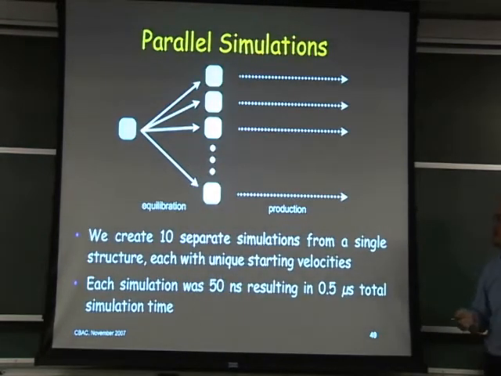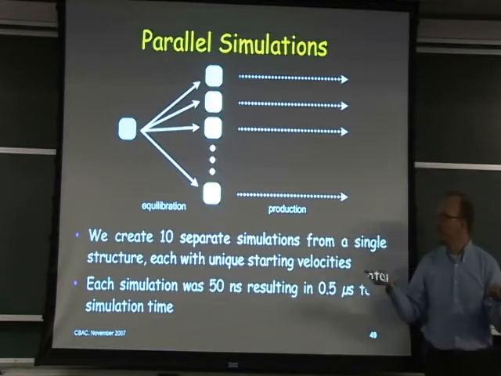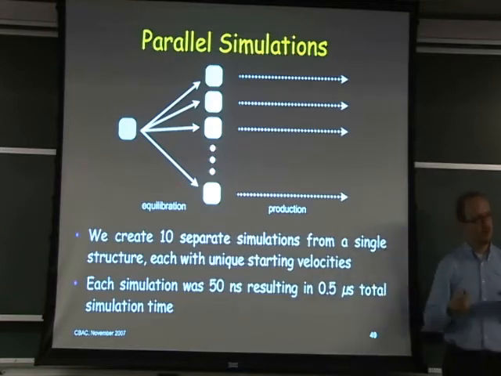We didn't develop the method, we simply applied a method where we start with an initial structure, with the same starting coordinates. But we choose different sets of starting velocities. So we choose different seeds for the random number generator. Remember, I said we're choosing from this probability distribution. We assign different velocities and start 10 separate simulations, which all head off in different directions. They're correlated because they all start from the same initial starting point.